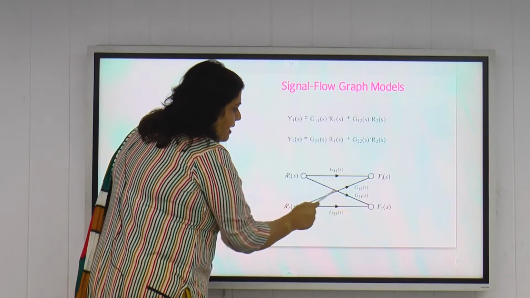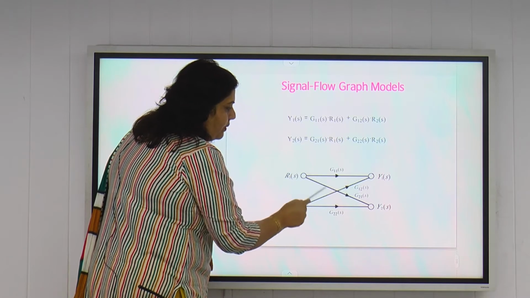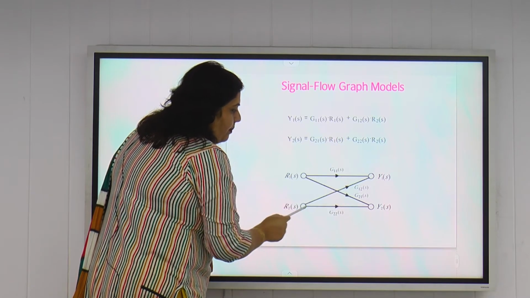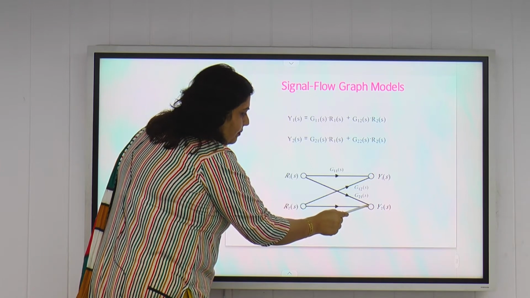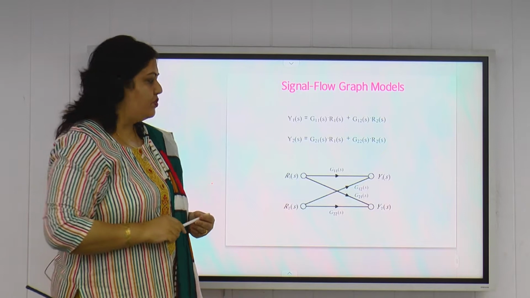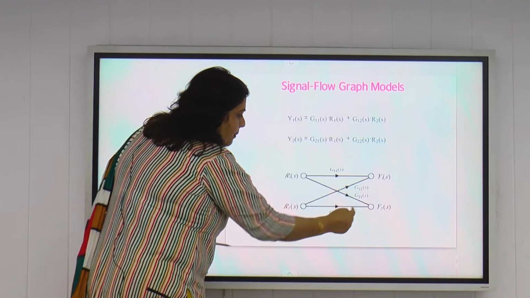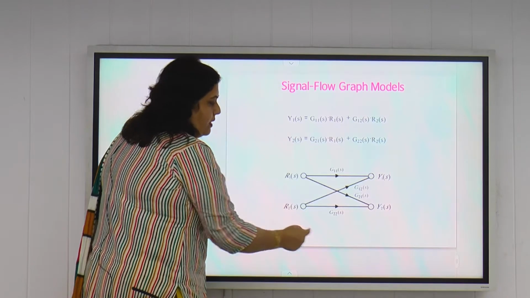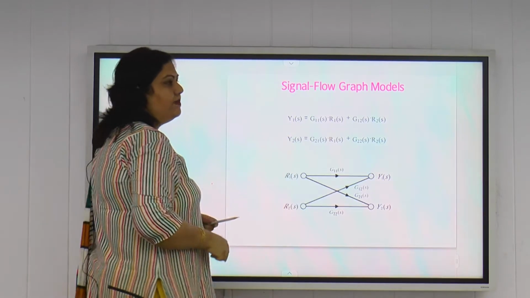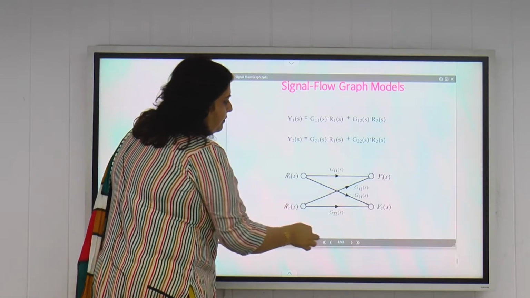Similarly, Y2(s) is equal to G21(s) into R1(s) plus G22(s) into R2(s). If two branches are on the same node, then they can be considered as the addition of these two terms. So Y2(s) will be equal to R1(s) into G21(s) plus G22(s) into R2(s). So this is how we can represent these two simultaneous equations with the help of signal flow graph.